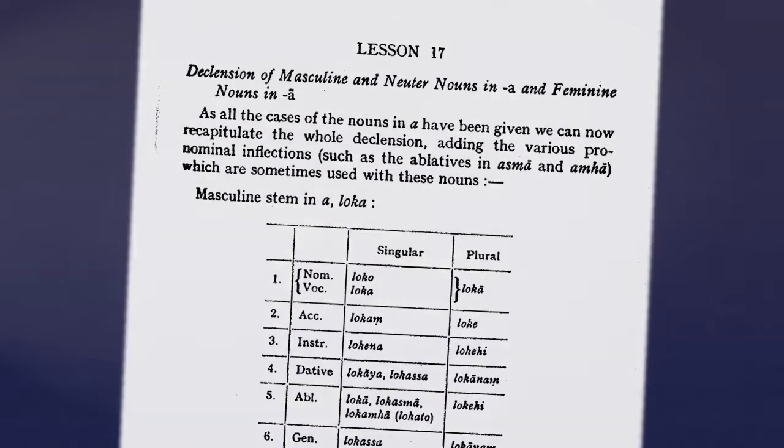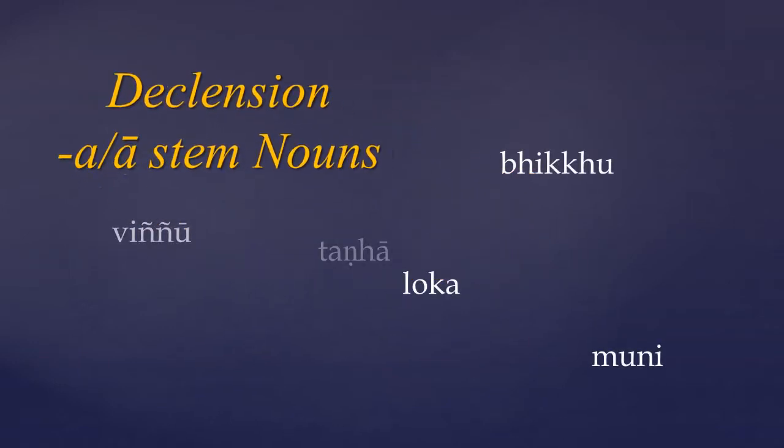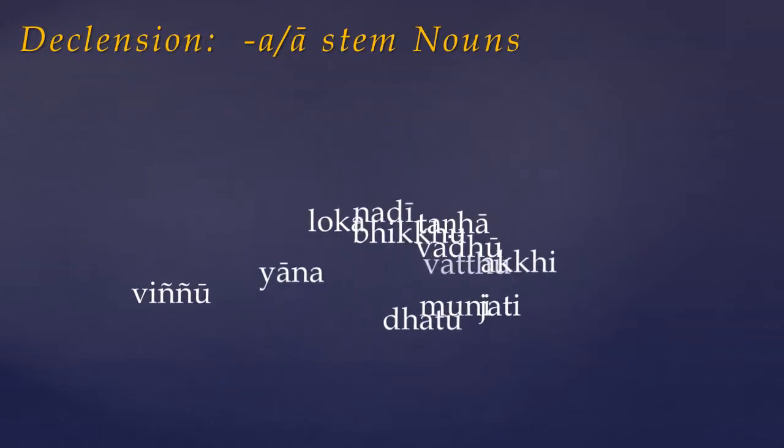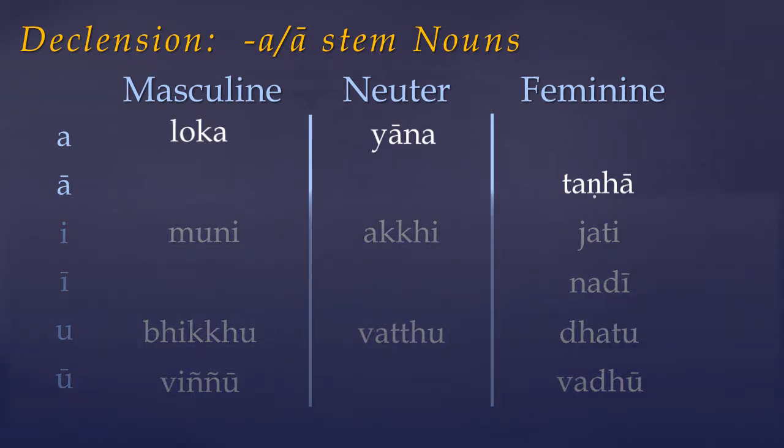Well, we're going to start with a review of the declension cases. If you remember, nouns in Pali fall into different groups depending on how their stem ends. And so far, Warder has concentrated on A-stem nouns, with the short A being for masculine and neuter nouns, and the feminine gender noun in long A.